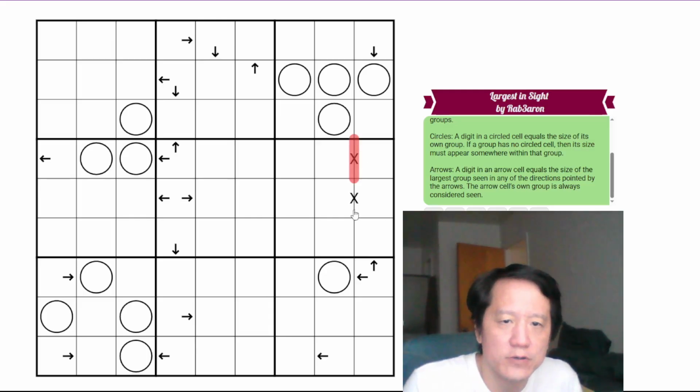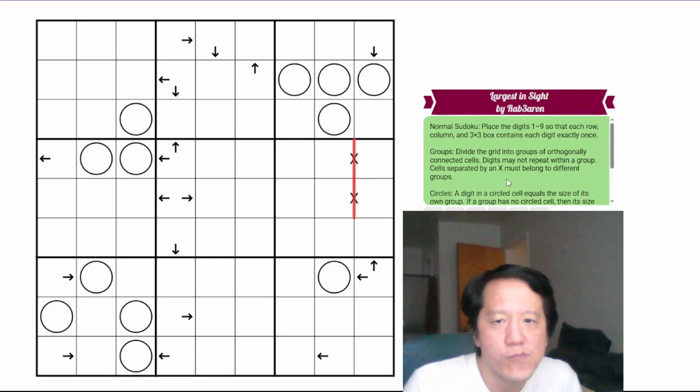Okay, we know these are group borders. We know this is a border, this is a border, this is a border. Anything with two circles that are in the same row or column or box have to be different groups. This is obviously a different group.